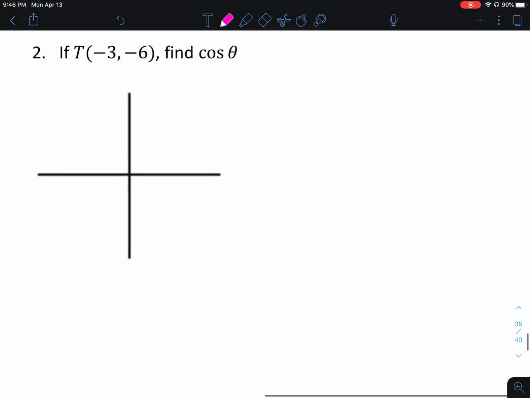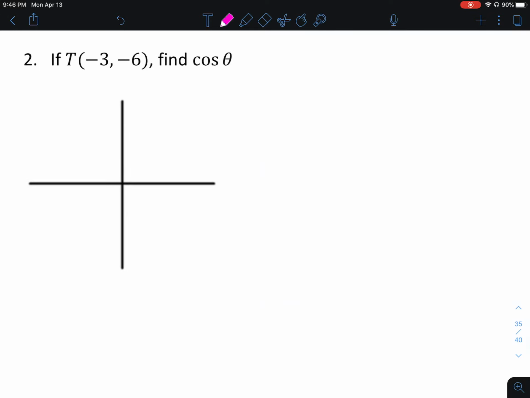Number 2, if t is -3, -6, find cosine of theta. This is in quadrant 3. So if we go 3 left and down 6, that's going to put us down here somewhere. Draw a segment that goes through that point. Make a reference triangle. One of your legs is the x-axis. We're going to have a reference angle. So we could call this theta, or if you wanted to go in this direction, this is theta. That makes this reference angle here theta prime.